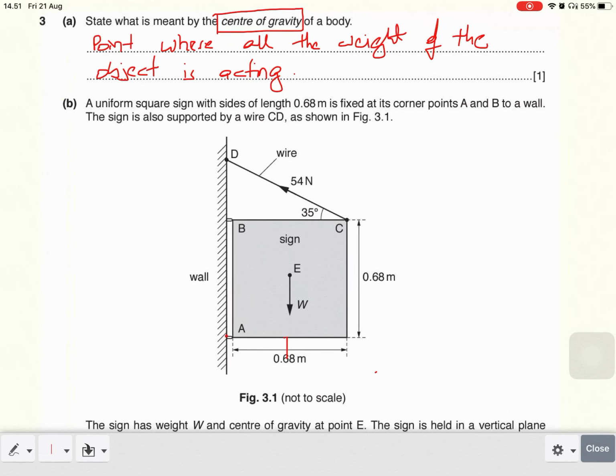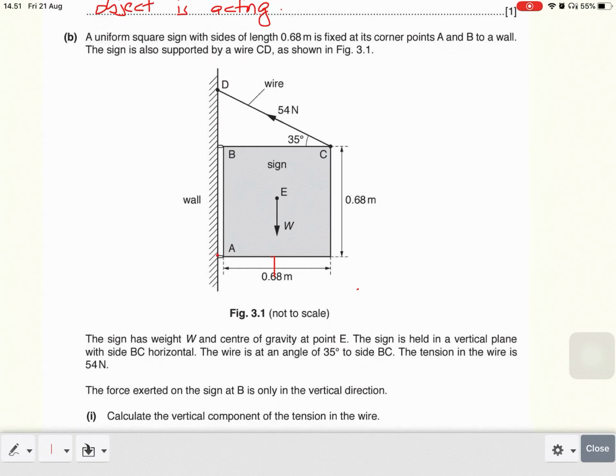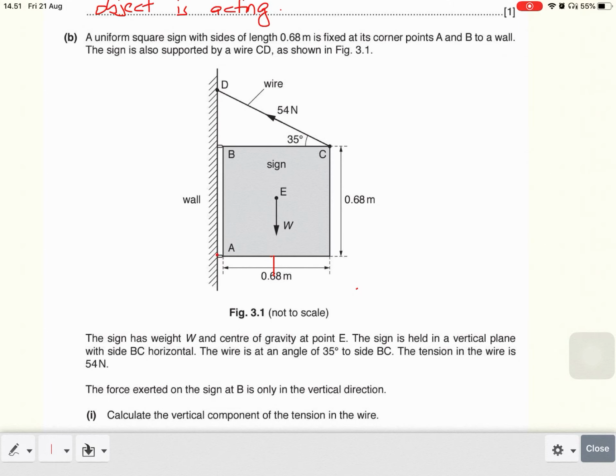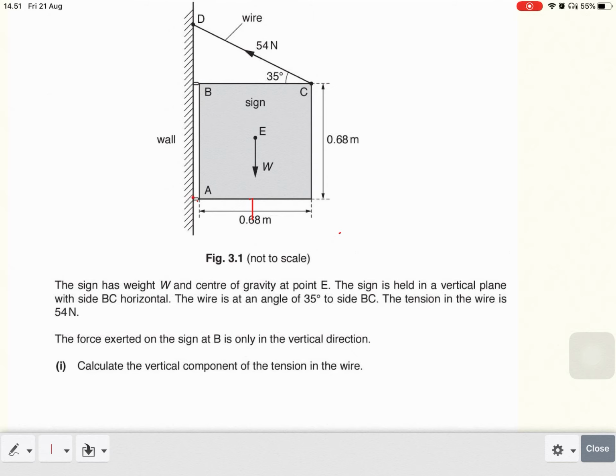So let's see part B. A uniform square sign with sides of length 0.68 meters is fixed at its corner points A and B to a wall. The sign is also supported by a wire CD, as shown in figure 3.1. So there are the points A and B, and then CD is a wire. There is a 54 Newton tension in the wire. The sign has a weight W and center of gravity at point E. So weight acts at point E.